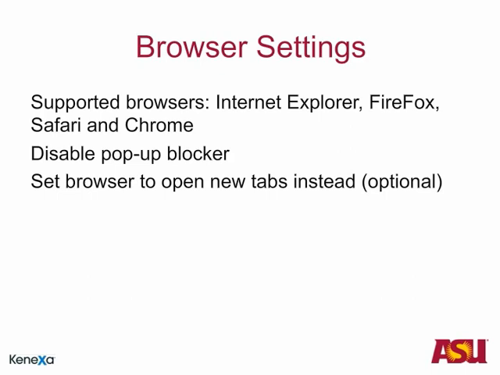Before you access BrassRing, it's important that you configure your browser with the correct settings. BrassRing supports the following browsers on both Macs and PCs: Internet Explorer, Firefox, Chrome, and Safari. Working in BrassRing will involve multiple open windows, so you will need to disable your pop-up blocker or make BrassRing.com a trusted site. You can also set your browser to open new tabs instead of new windows to reduce clutter. Please see the attached guide for details on how to configure your browser settings.